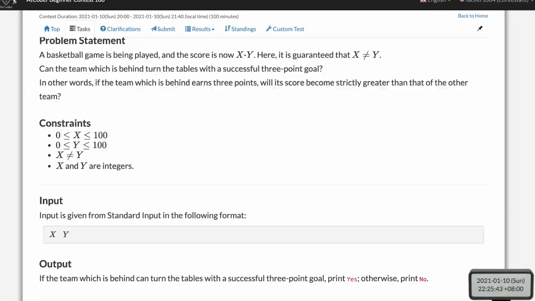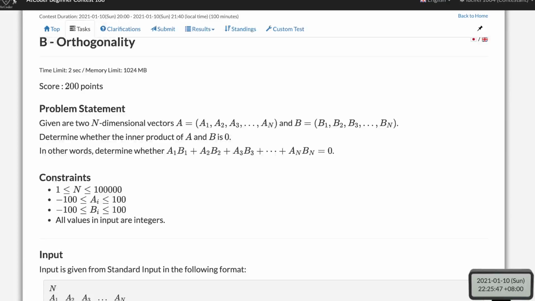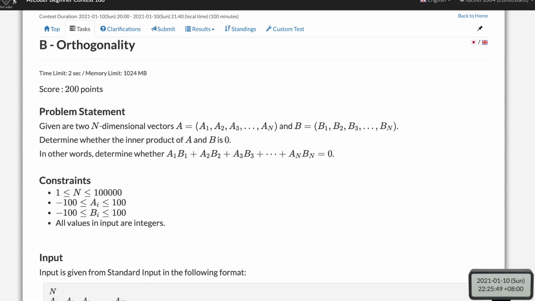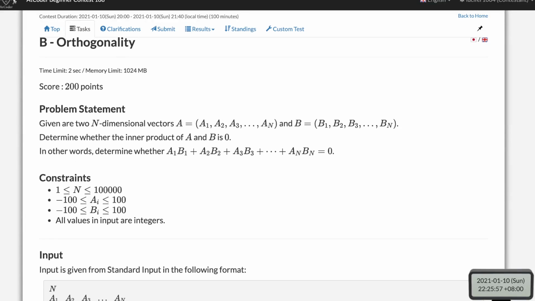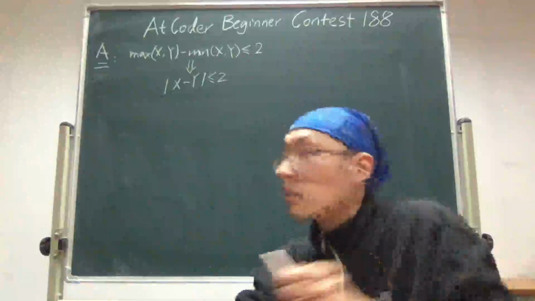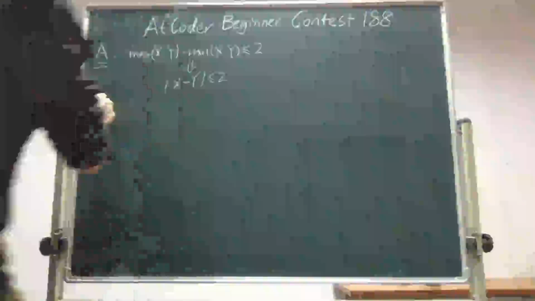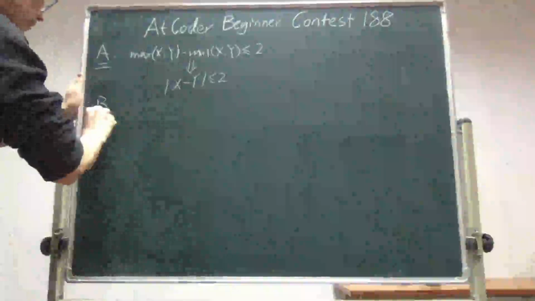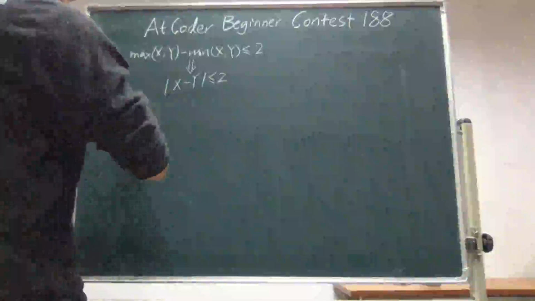Now let's look at problem B, orthogonality. We need to determine whether the inner product of vector A and vector B is 0. So we just calculate the inner product as the problem describes.